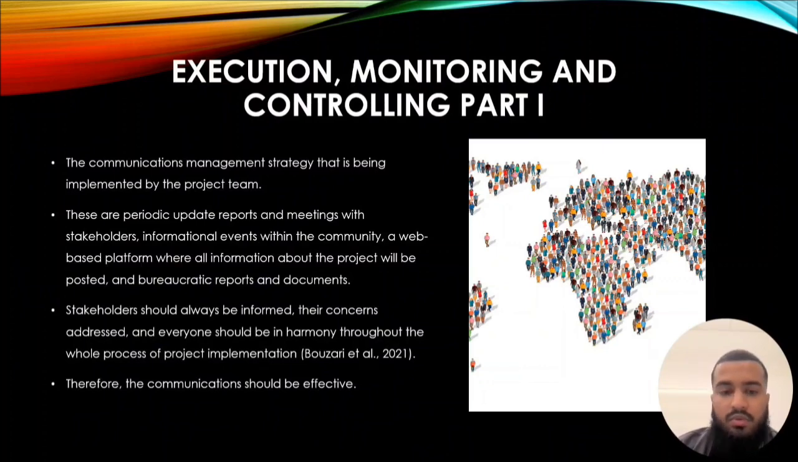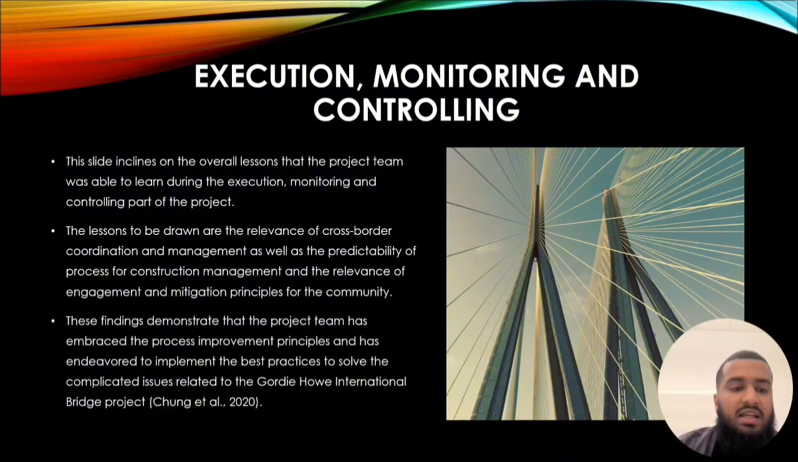Going to the second one, the overall lessons of the project, what was learned during the execution, monitoring, and controlling part of the project. The lessons to be drawn are the relevance of coordinating and managing, as well as the stability of the process of communication management and the relevance of engagement agreement. The findings demonstrated that the project team has an impact on the process improvement principle.